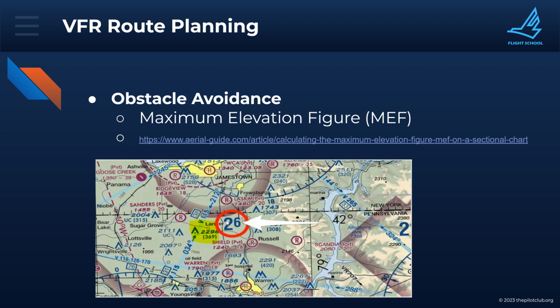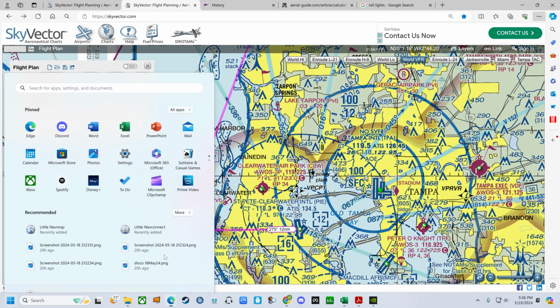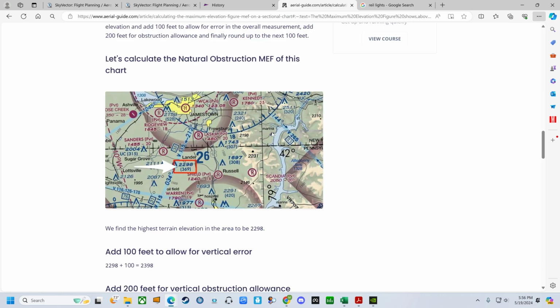So the way to read this is the large number is thousands and the little number is hundreds. So this would be 2,600. And the way that they arrive at this is there's a little bit of a formula. Basically, we're going to look at the highest obstruction that's within that rectangle that is caused by the latitude and longitude intersecting.